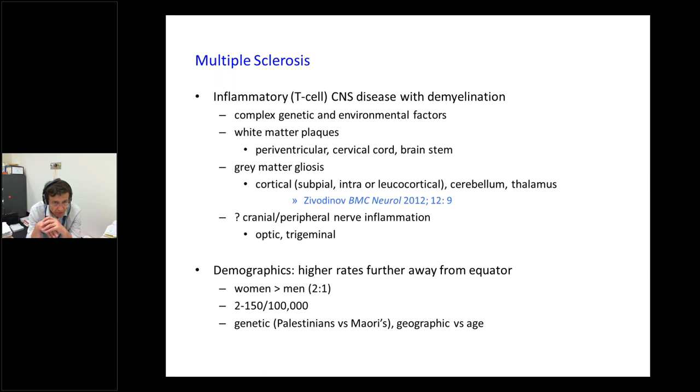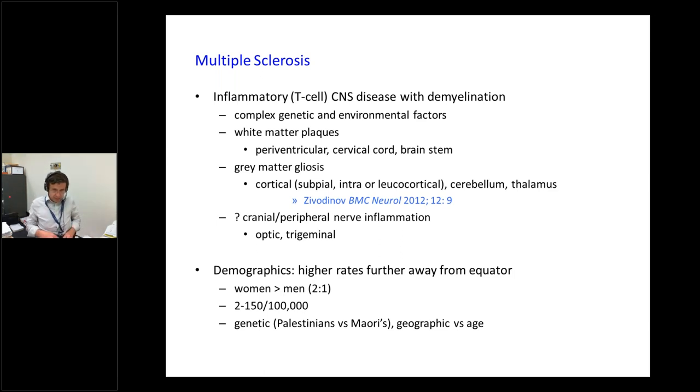The changes can occur both in the spinal cord, but also the brainstem and the upper cortical structures. Then there's a smaller aspect of MS where the inflammation appears to go onto the nerves. So there's a component of neural inflammation. This is most commonly seen in the upper area, so the optic, trigeminal, and glossopharyngeal nerves. So there can be neuronal inflammation. It's not just a brain disease or spinal cord disease.